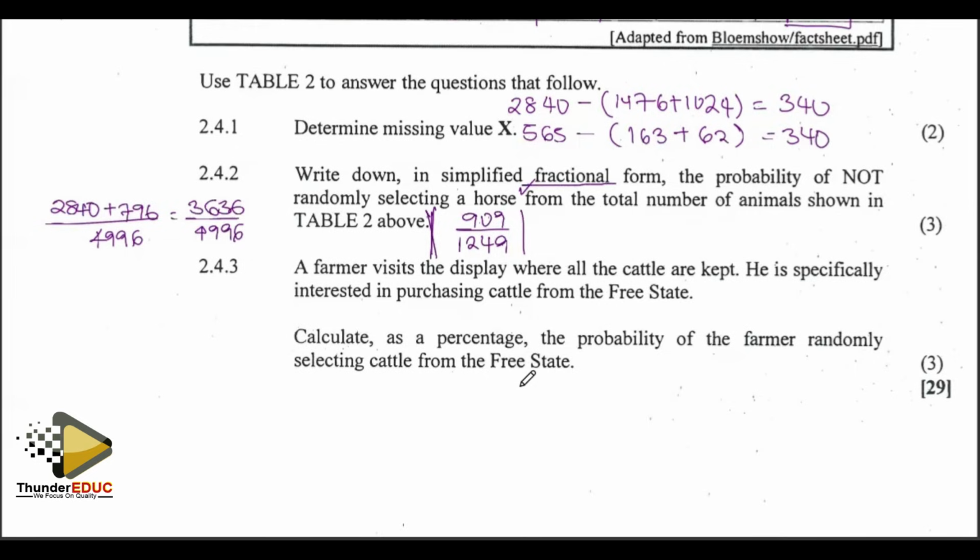Okay. A farmer visits the display where all cattle are kept. He is specifically interested in purchasing cattle from Free State. Take it as a percentage, the probability of the farmer randomly selecting cattle from Free State. Now, take note of these words: specifically interested in purchasing cattle. So we are not going to look at the other total animals. We are only going to look at the cattle that we have here.